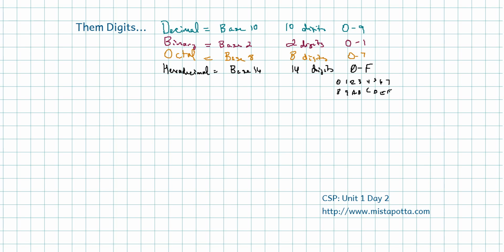If I want to convert something to binary, I'm going to divide by 2 and look at the remainders. If I want to convert something to octal, I'm going to divide by 8 and look at the remainders. And if I'm going to convert something to base 16, I'm going to divide by 16 and look at the remainders. And of course, this is assuming that I'm starting from decimal.